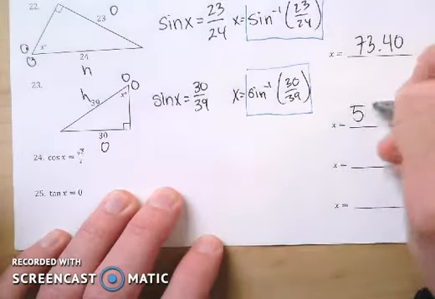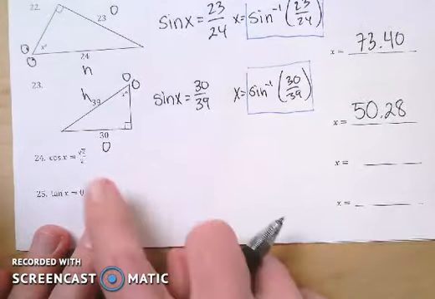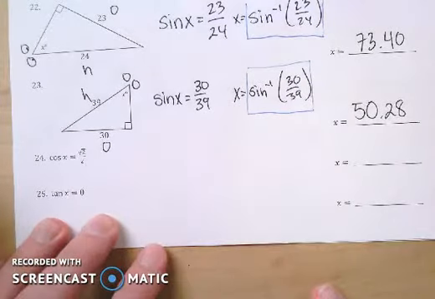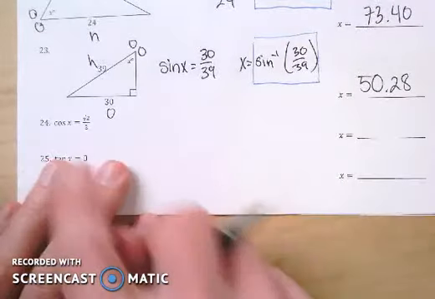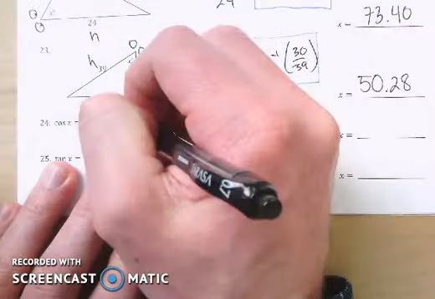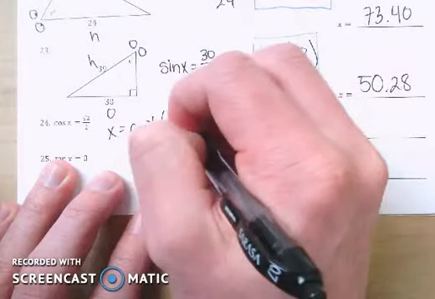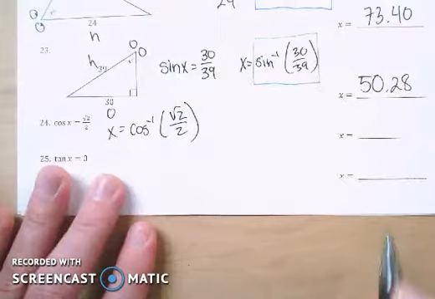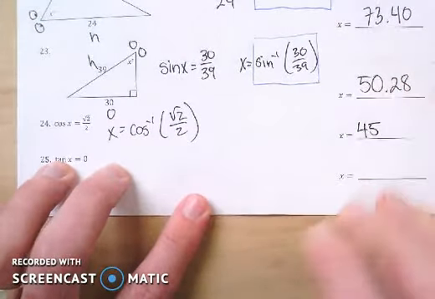And we get 50.28. Okay. Now these next ones, they're just having us practice this, so we'll go ahead and practice that together too. So if I have cosine of x, I'm going to take the inverse cosine to get rid of it, so that means x will equal the inverse cosine of root 2 over 2. Now if you do this correctly in your calculator, you're going to come up with 45.